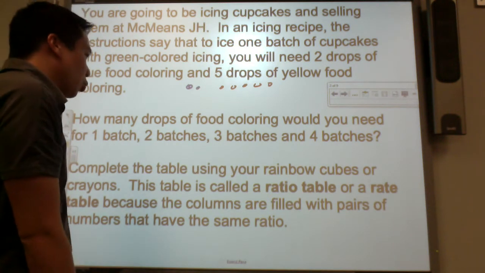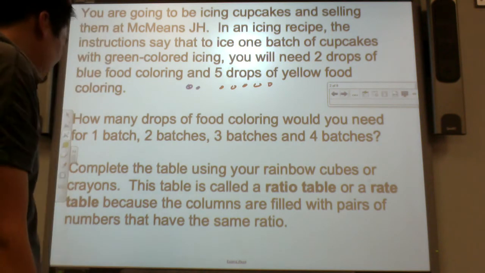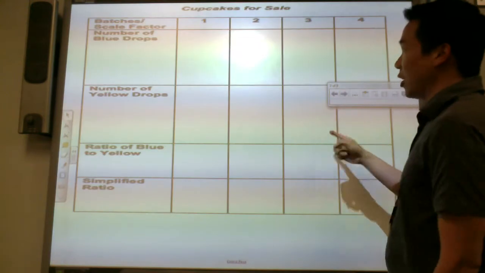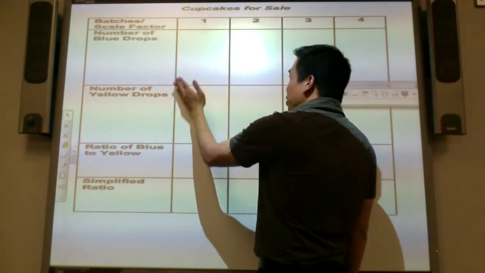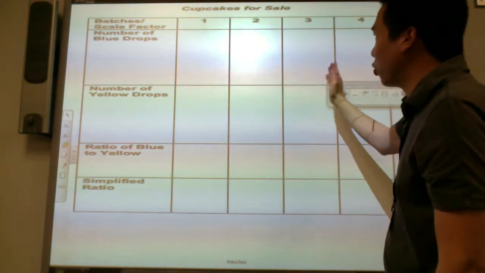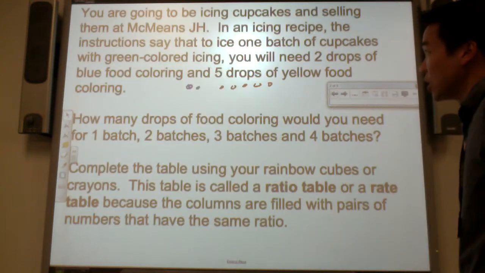The table is called a ratio table or a rate table because the columns are filled with a pair of numbers that have the same ratio. So let's look at the ratio table we're talking about in the question. This is a ratio table where you can fill in the numbers in a table and they're going to have the same ratio no matter which column you use.